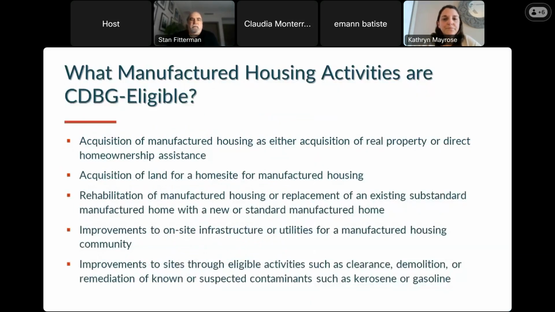Okay, so what manufactured housing activities are CDBG eligible? Acquisition of manufactured housing, either as acquisition of real property, or we can assist homeowners in buying a manufactured home. We can buy the land for the home site where the manufactured housing is going to be set. We can rehab, or we can replace an existing substandard manufactured home. We can make improvements to on-site infrastructure and utilities in a manufactured housing community. That's big. We can also make improvements to the sites through eligible activities such as clearance, demolition, and remediation of suspected contaminants, kerosene, gasoline, anything else that we don't want there.